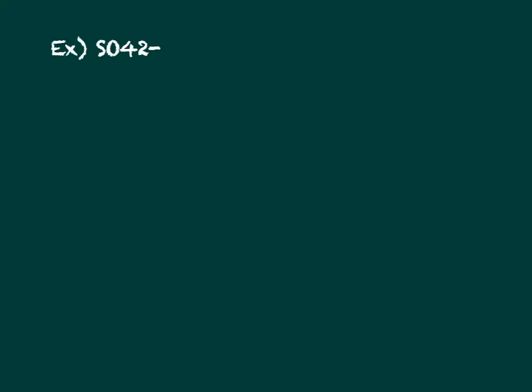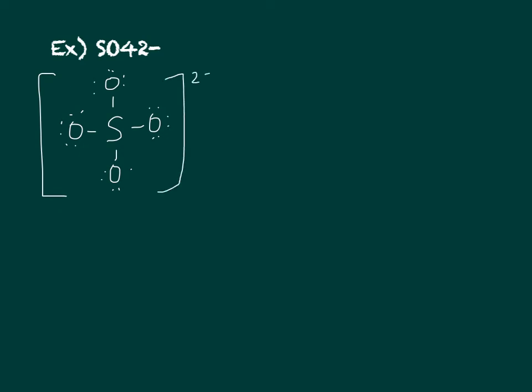So let's do, for example, sulfate ion. Now, if we draw the Lewis structure for the sulfate ion, there are a couple different ones we can draw. We can draw one where sulfur is bonded to 4 oxygens singly, and then we have all the remaining extra valence electrons on the outside, and there is a 2- charge to that.